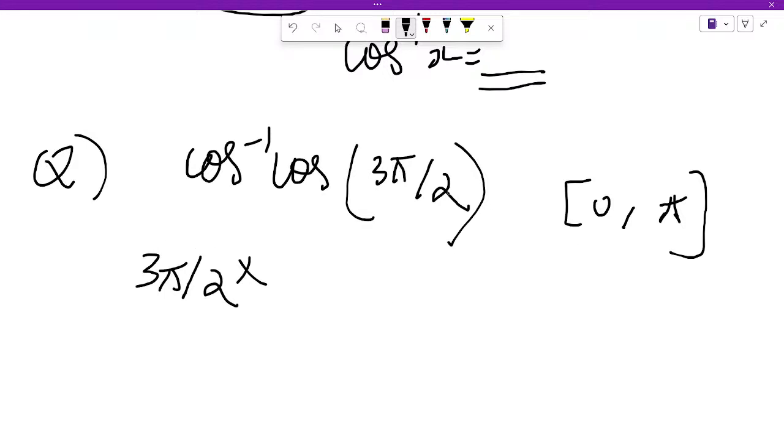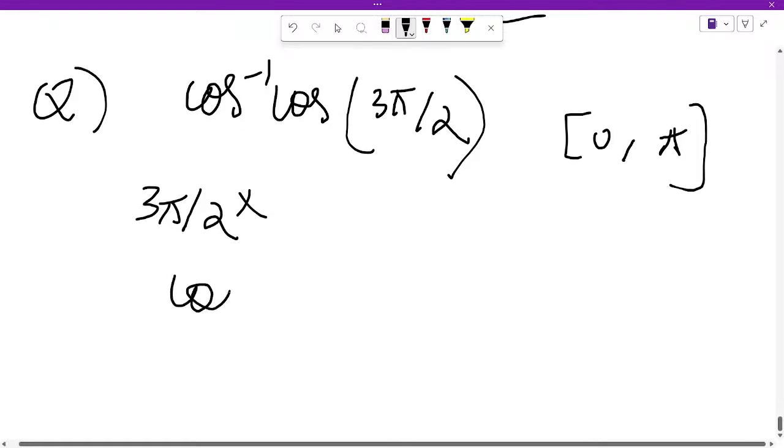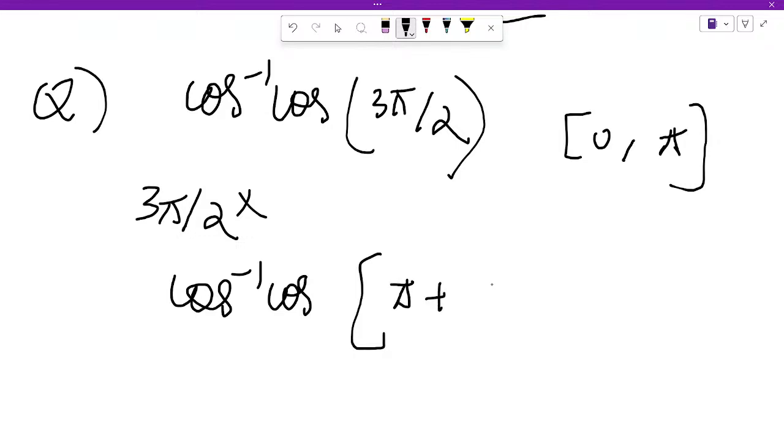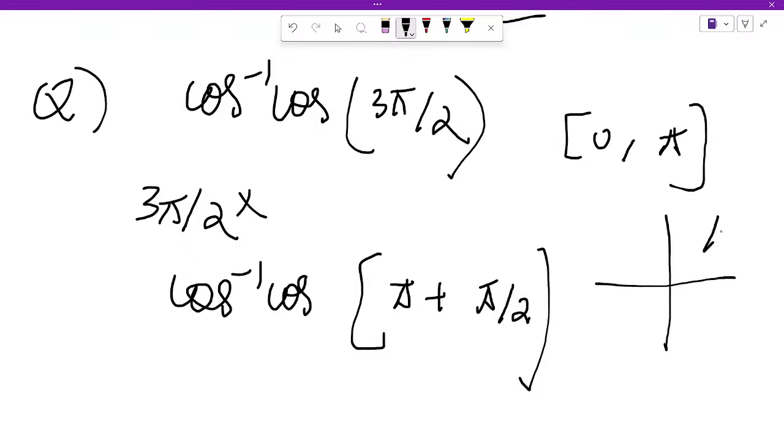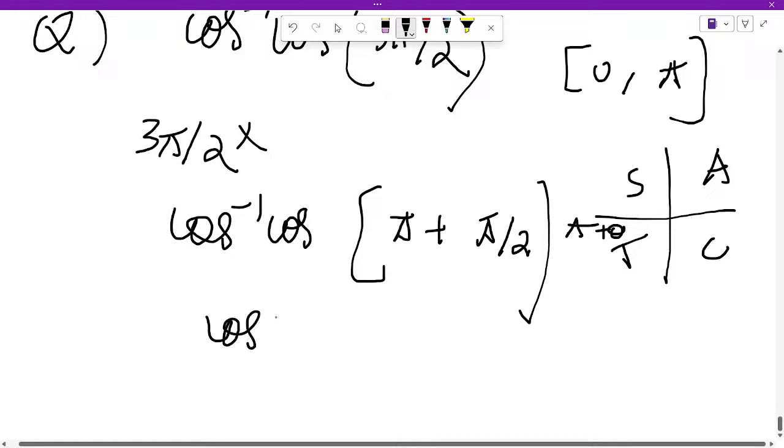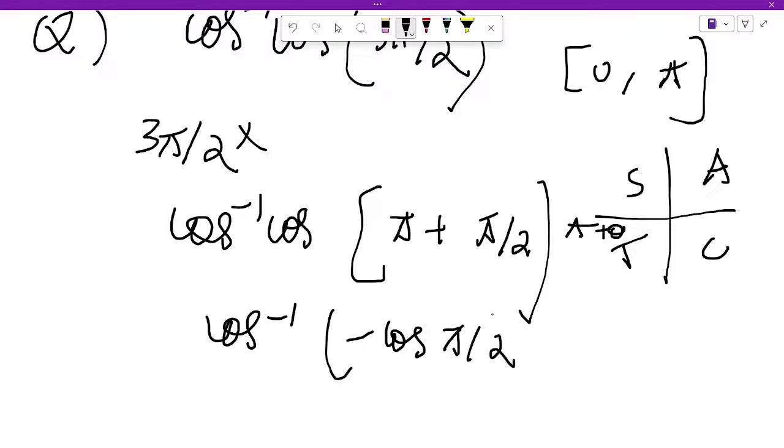So instead of 3 pi by 2, we can write like this. Cos inverse of cos of (pi plus pi by 2). Since 3 pi by 2 is pi plus pi by 2. Now we have to consider this A S T C. Where is pi? This is pi. Here we are adding pi plus theta. So what is cos of pi plus theta? Here only tan is positive, rest all are negative. Minus cos theta. That is, it will be like this. Cos inverse of minus cos pi by 2.